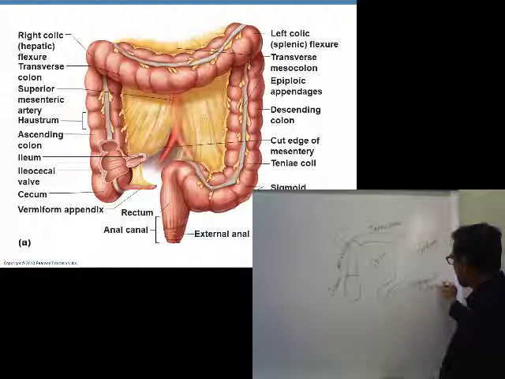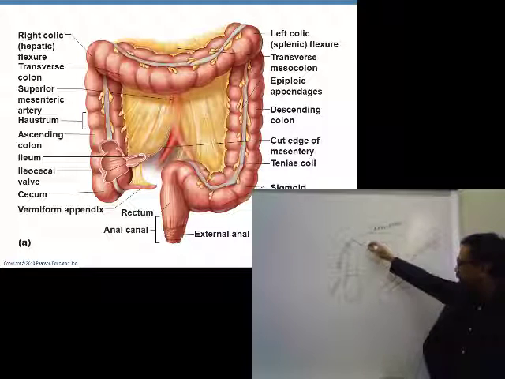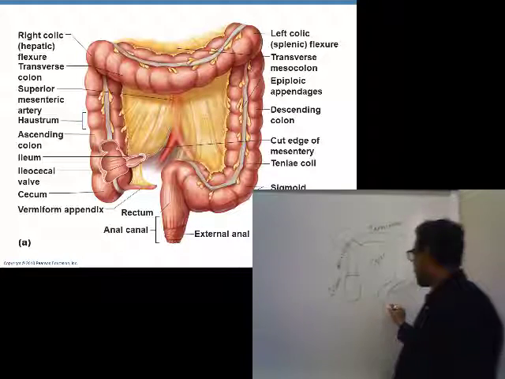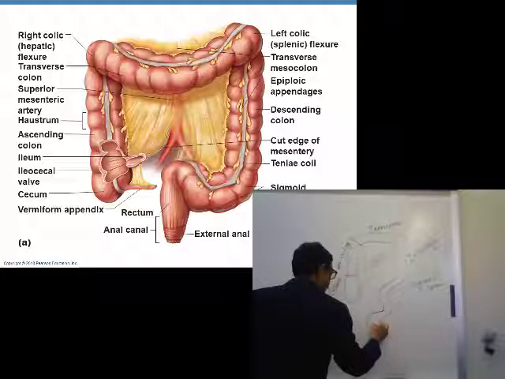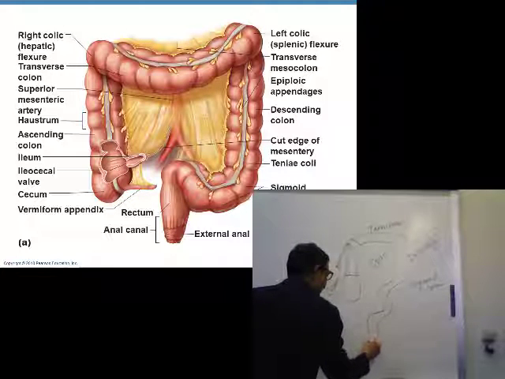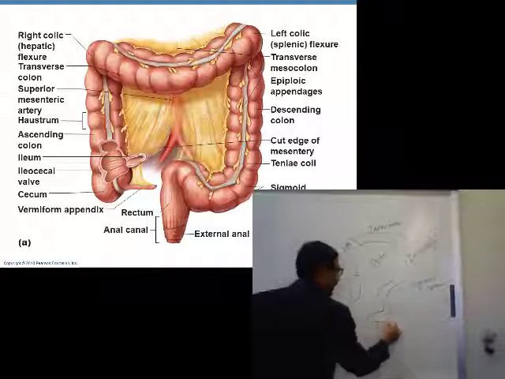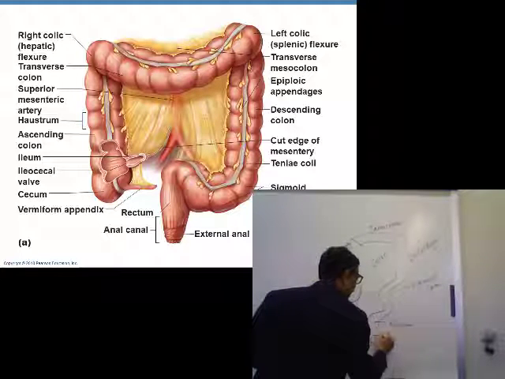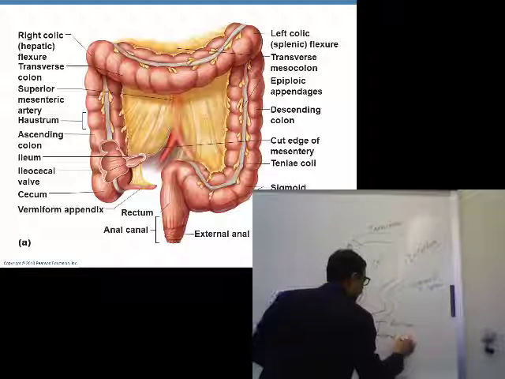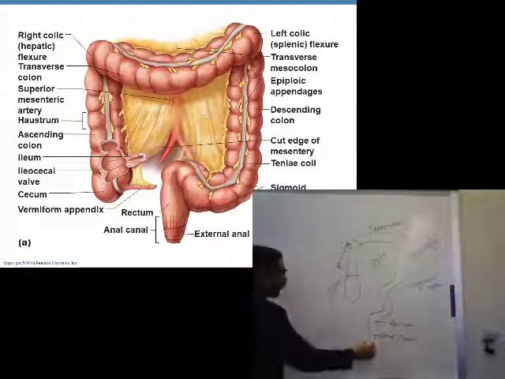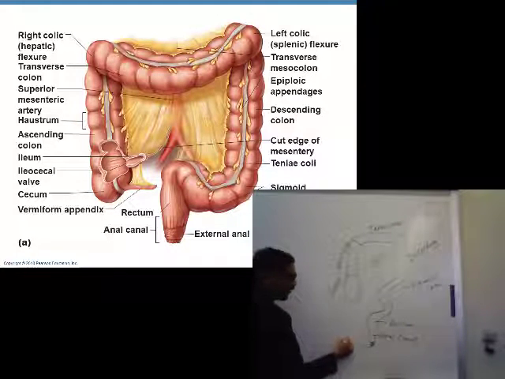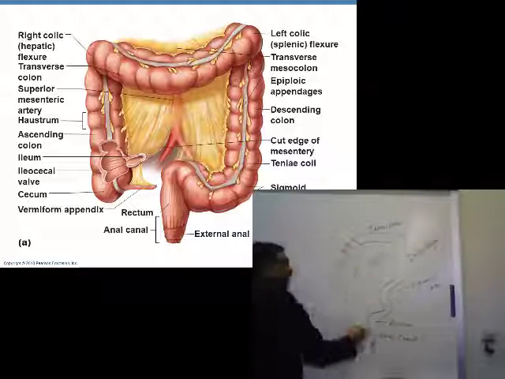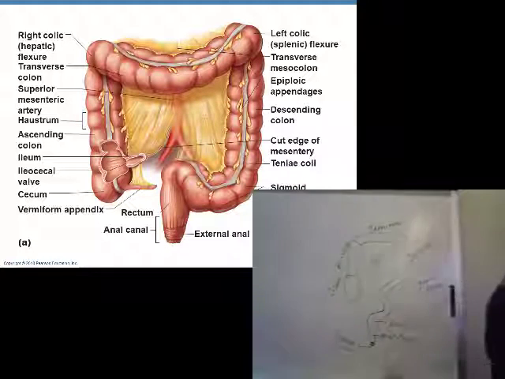Okay, so cecum, then colon. Colon has different parts, then rectum, and then anal canal and anus. So this is rectum and anal canal. Okay, and this opening is the anus. So these are the parts of your large intestine.